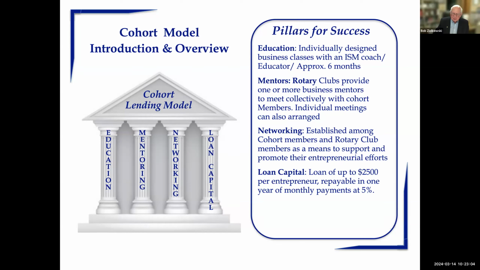And then loan capital is available. There is a loan of up to $2,500 per entrepreneur available. That loan is repayable in 1 year's time with monthly payments at 5% interest. We'll talk a little bit more about how people qualify for that loan because it's not an automatic situation.